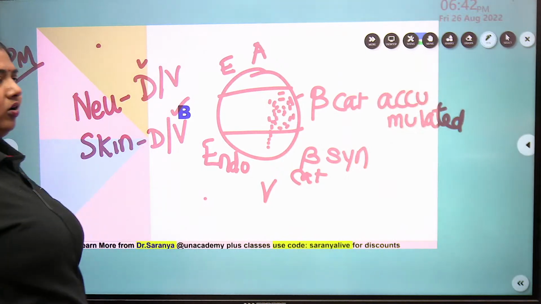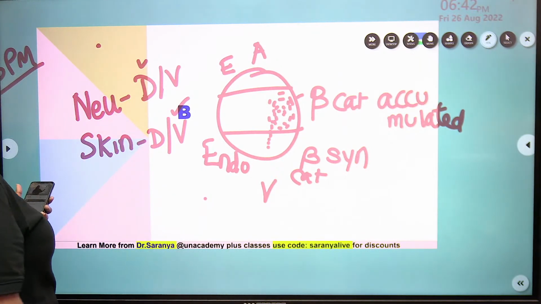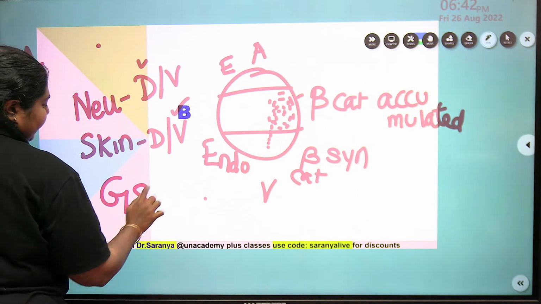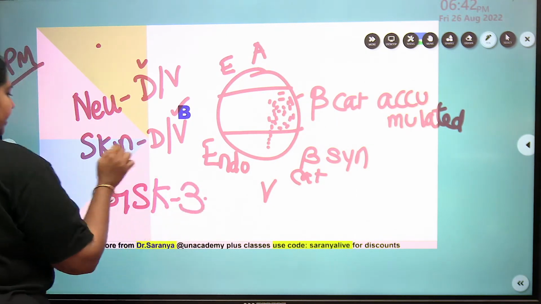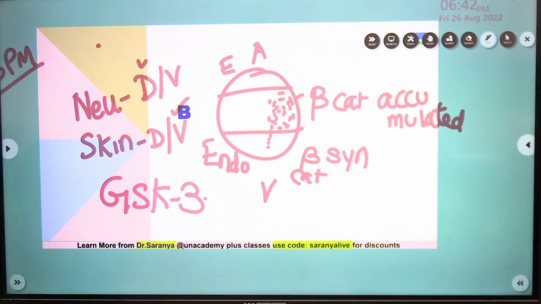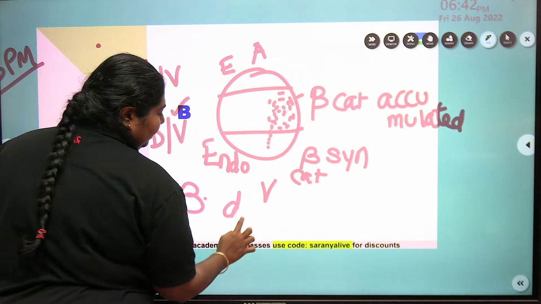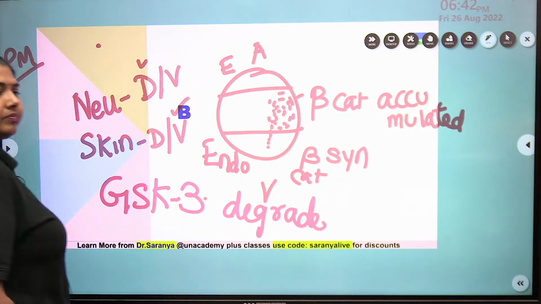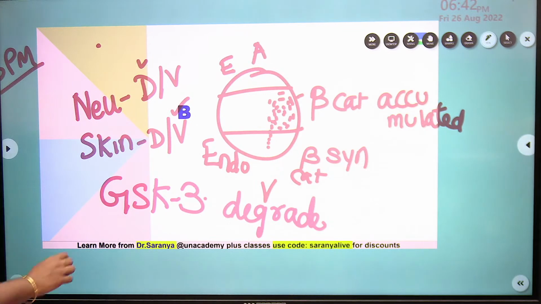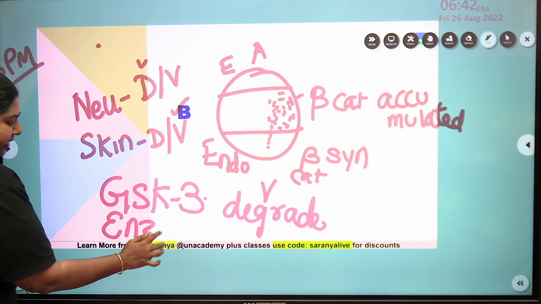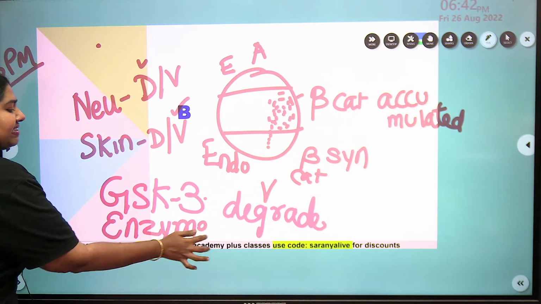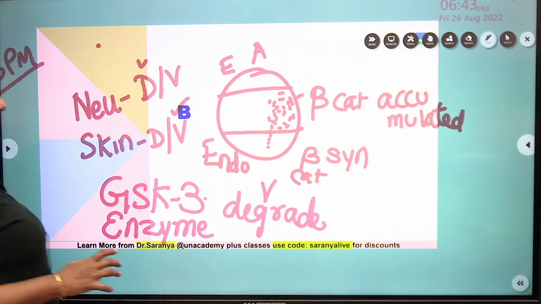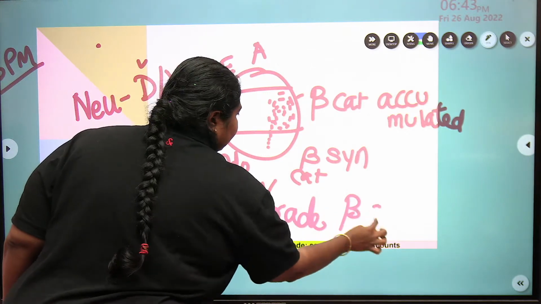Okay. So now there is one more fellow that is present. He is called GSK3. Very naughty fellow. What he will do, you know? He is going to degrade. So what he is going to degrade? This GSK3 is an enzyme. So what is this enzyme going to do? This enzyme is going to degrade your beta catenin.